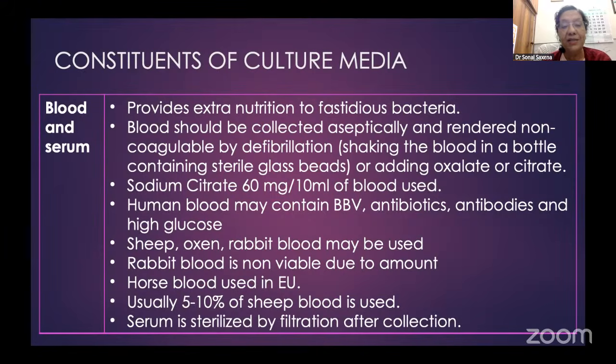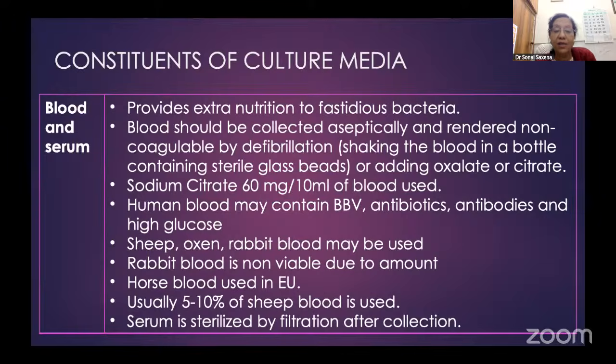Similarly, we have blood and serum, where this material is added to cover the extra nutrition for fastidious bacteria. This material should be collected aseptically and rendered non-coagulable, traditionally by defibrination. How is it done? You shake the blood in a bottle containing sterile glass beads. The fibrin gets deposited on those glass beads and the blood does not coagulate. You can also add oxalate and citrate, but it's got its own problems.